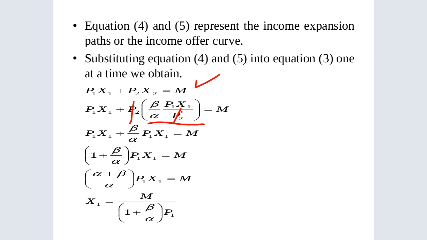This is what you'll have. So you'll have P1 x1 plus beta over alpha P1 x1. So you can factor out P1 x1, which would be equal to what? M divided by 1 plus beta over alpha P1.